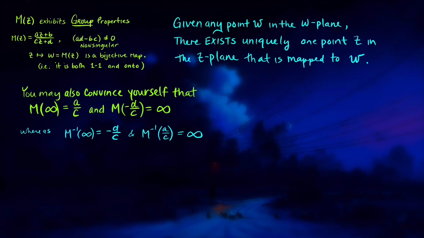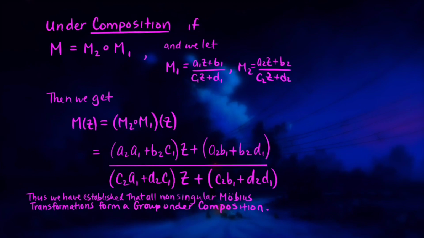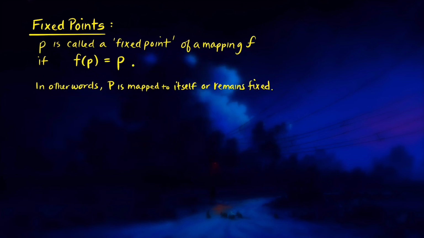So let's take a quick peek at what it looks like under composition of Mobius transformations. If we let M1 and M2 be defined here, so that their coefficients have little subscripts 1 and 2, then under composition of M1 and M2, we get the following result, and we see that a non-singular Mobius transformation transforms into another Mobius transformation, and thus forms a group under composition. So it has some very beautiful properties, not only visually when it is graphed, but algebraically when it is explored as a group.